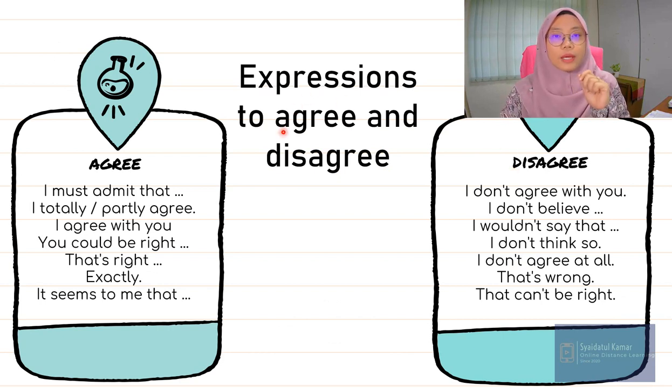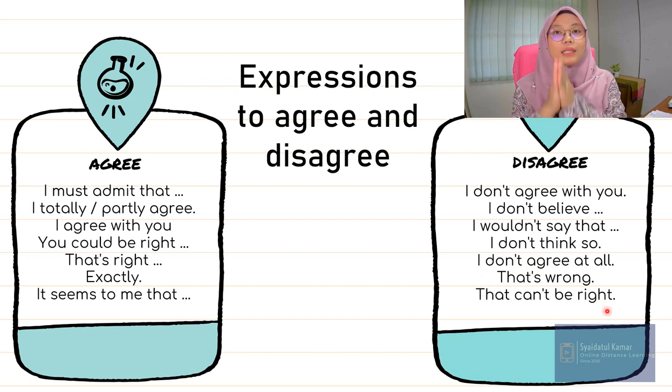Now, these are some of the expressions that you can use to show agreement and disagreement. Okay, so when you agree with somebody or some ideas, you can say, I must admit that I totally or partly agree. I agree with you. You could be right. That's right. Exactly. It seems to me that. Okay. Or if you disagree with people, you can say, I don't agree with you. I don't believe. I wouldn't say that. I don't think so. I don't agree at all. That's wrong. That can't be right.